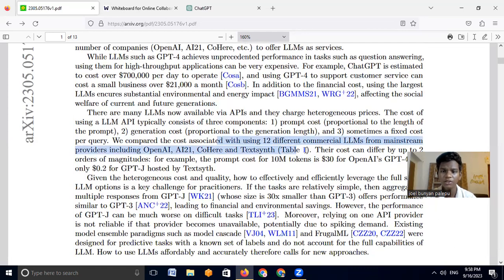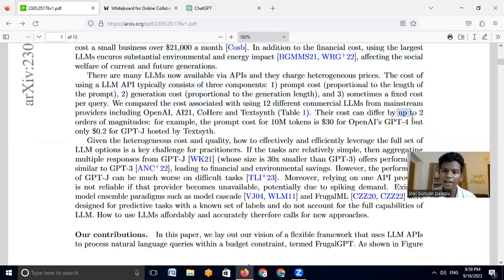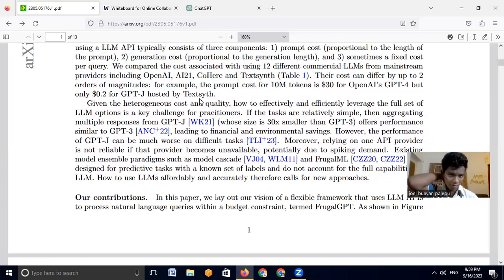We compare the cost associated with using 12 different commercial LLMs from mainstream providers, including OpenAI, AI21, Cohere, and TextSynth. Their costs can differ by up to 2 orders of magnitude. For example, the prompt cost for 10 million tokens is $30 for OpenAI's GPT-4, but only $0.2 for GPT-J hosted by TextSynth. GPT-J is, I think, a smaller model trained by TextSynth. It only costs $0.2, whereas GPT-4 costs $30 for 10 million tokens. I think 10 million tokens is actually quite a huge number. Anyway, there is a lot of variance.